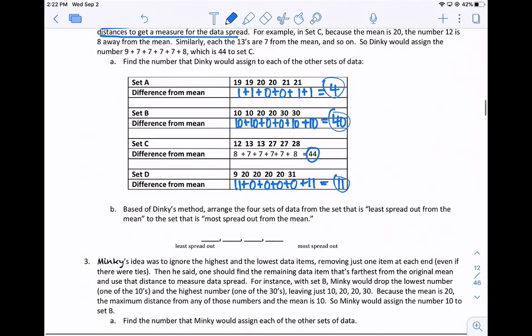So now, according to Dinky, let's put them in order from least spread out to most spread out. That would be set A, D, B, C. So again, in class, I would say, all right, how many of you are Dinky? How many of you used Dinky's method to find these numbers to organize the data? Several of you might have A, D, B, C.